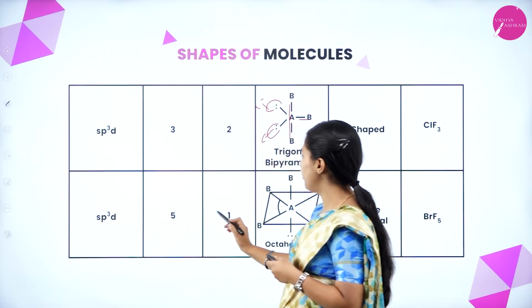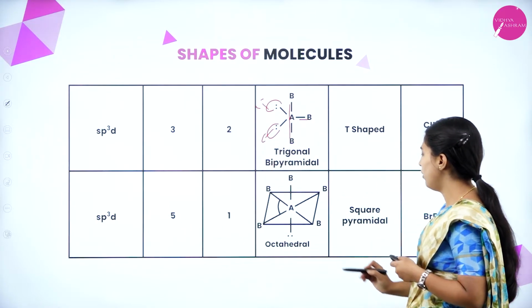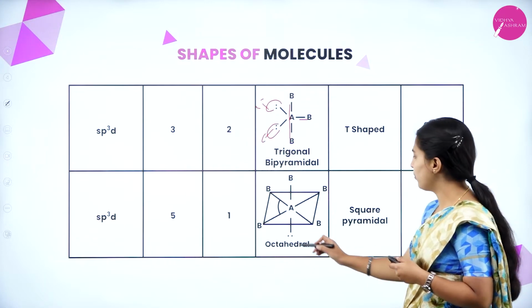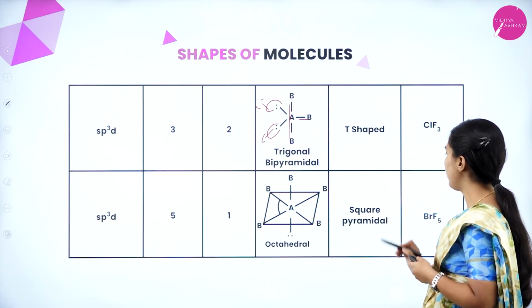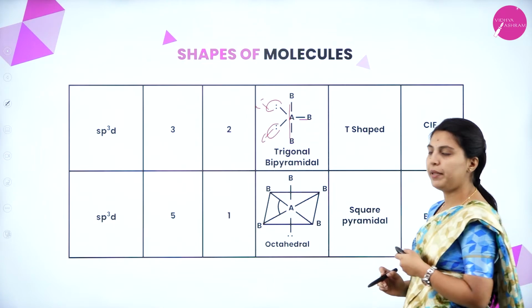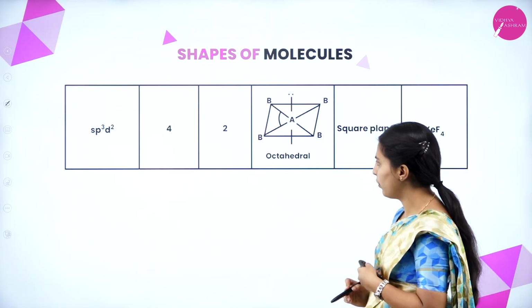sp3d2, 5 bond pair, 1 lone pair, it will form octahedral normally. Due to this lone pair, square pyramidal will form, that is BrF5, that is bromine pentafluoride.